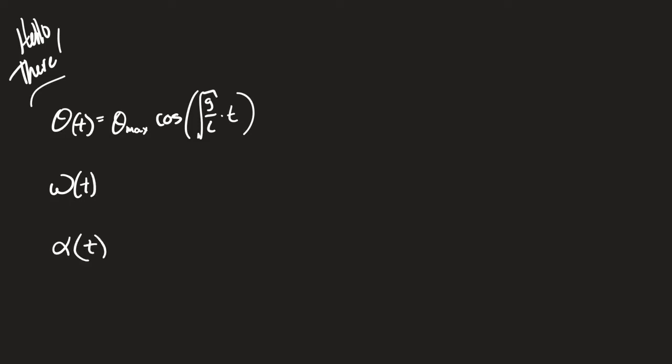So I said theta as a function of t was theta max times cosine of the square root of g over L times t. And I suggested there might be two others, and that they would be similar to the one for a spring mass system, but with a pendulum. So one with omega in it, and one with alpha in it. Any takers?